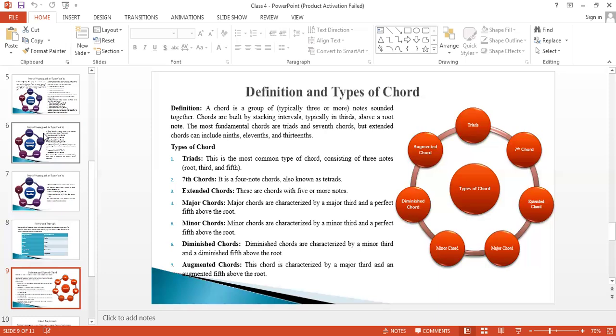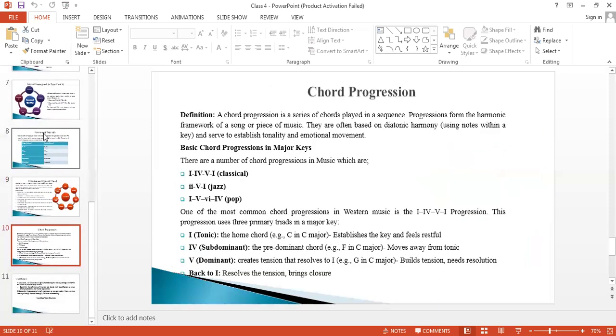The major chords are characterized by a major third and a perfect fifth above the root. The minor chords on their own are characterized by a minor third and a perfect fifth above the root. The diminished chords are characterized by a minor third and a diminished fifth above the root. And lastly, the augmented chord. This chord is characterized by a major third and an augmented fifth above the root.